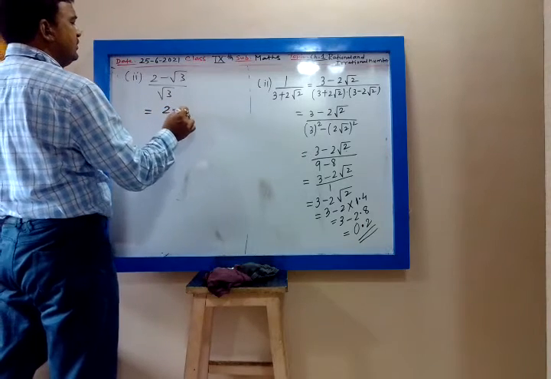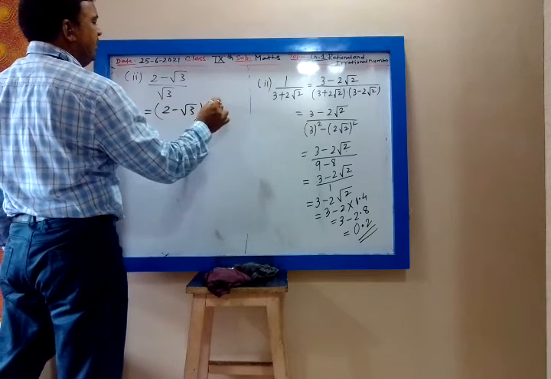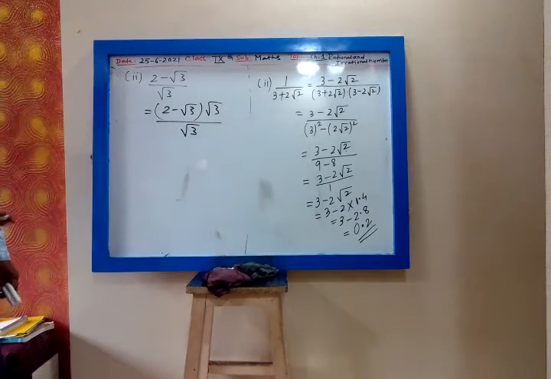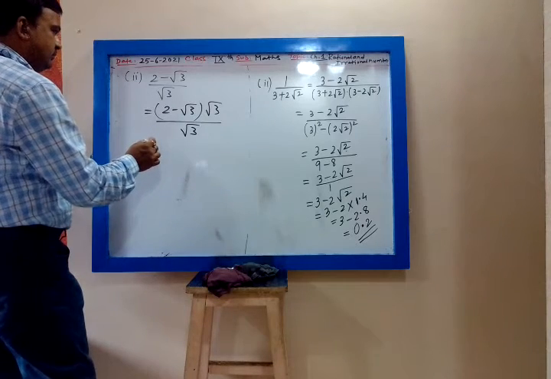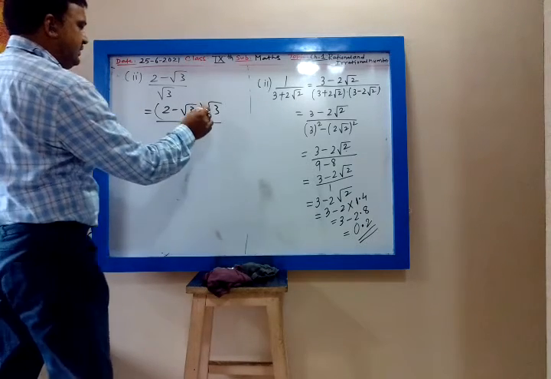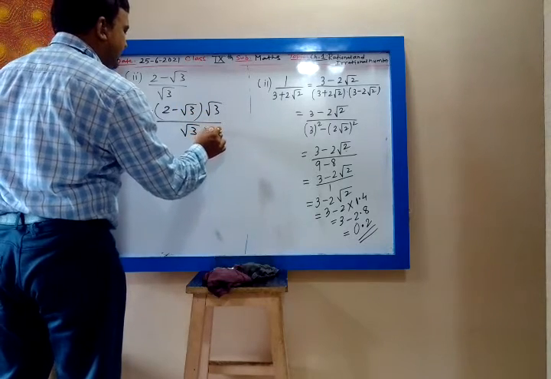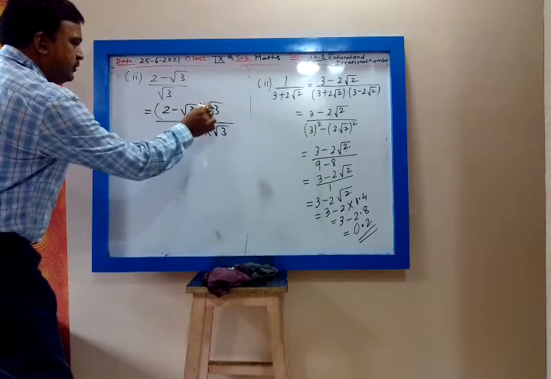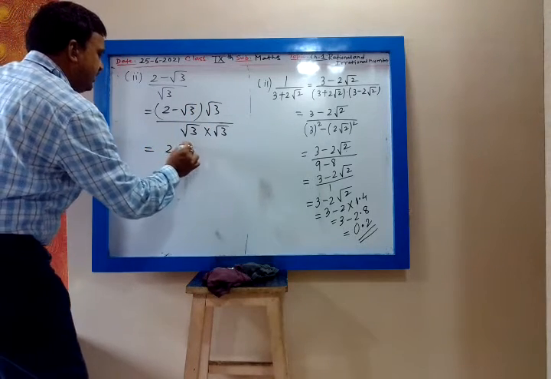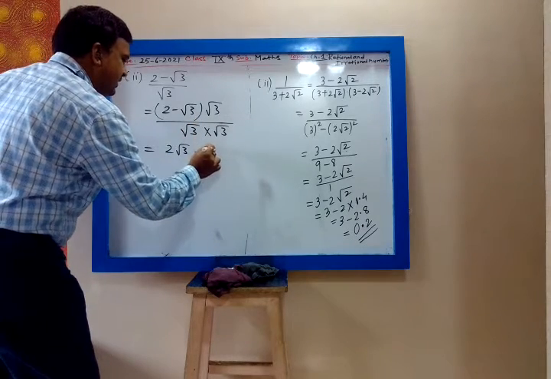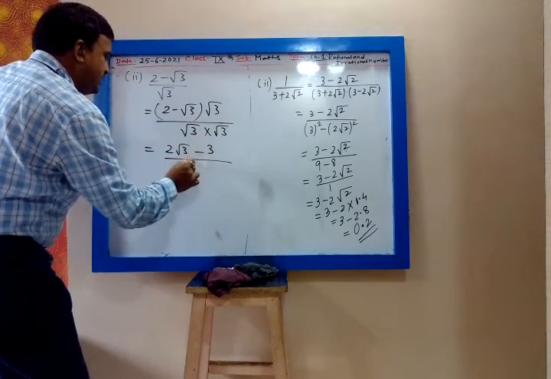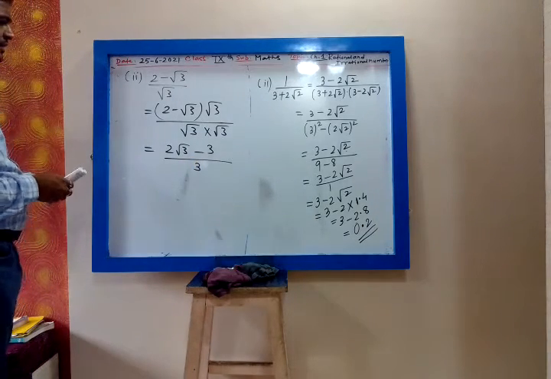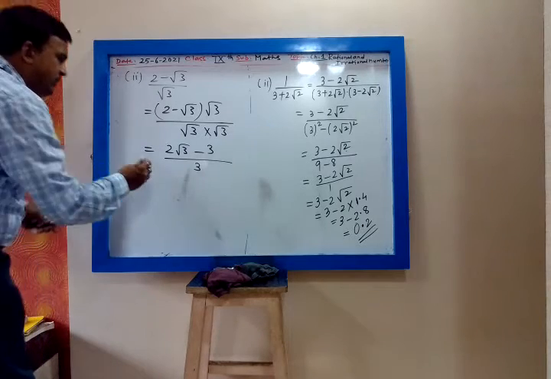So that will be 2 minus root 3 into root 3 upon root 3 into root 3. Whenever there is one term, do not change the sign. Multiply this: 2 root 3 minus root 3 into root 3 is 3, upon root 3 into root 3 is 3. Correct. So now you put the value of root 3, 1.7.